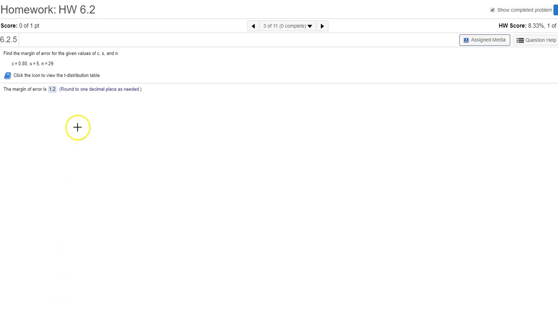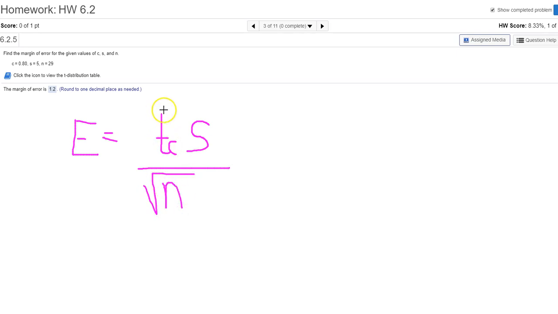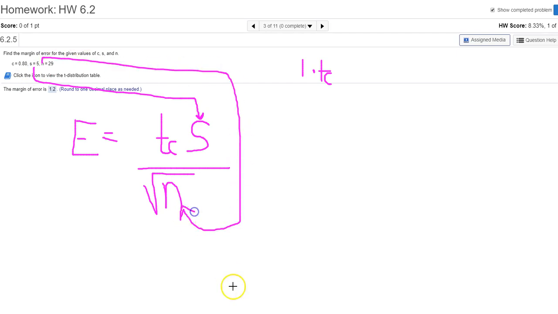They're asking me to find the margin of error, which is TC times S over square root of n. My step 1 is to calculate my TC, which is the critical value. S, I have right here, which is the sample standard deviation. N, I have right here. Okay, so let's go ahead and find TC first.